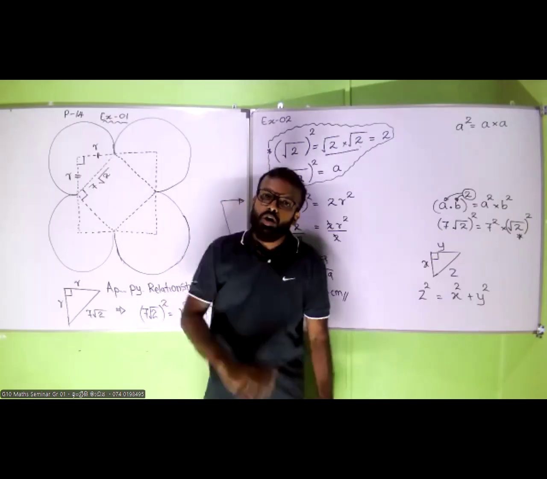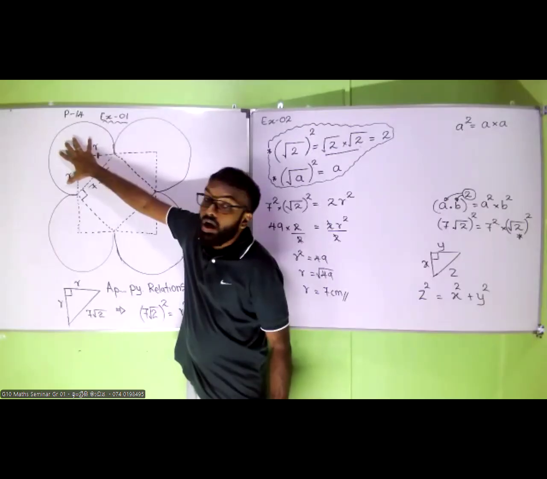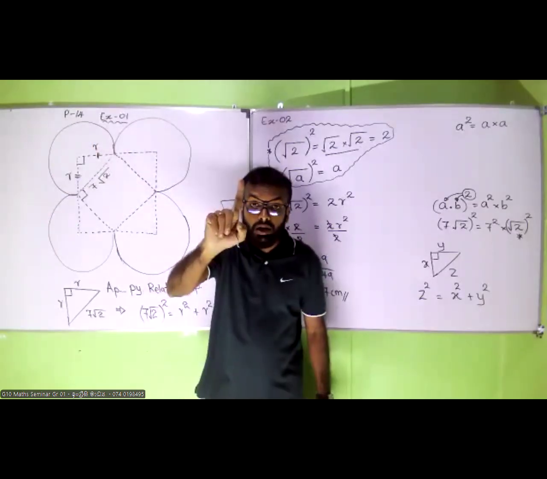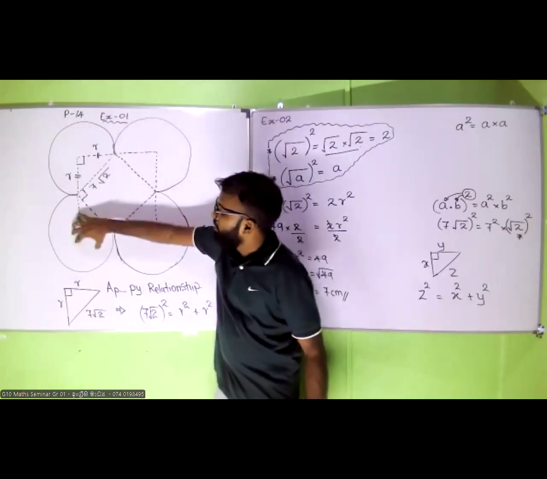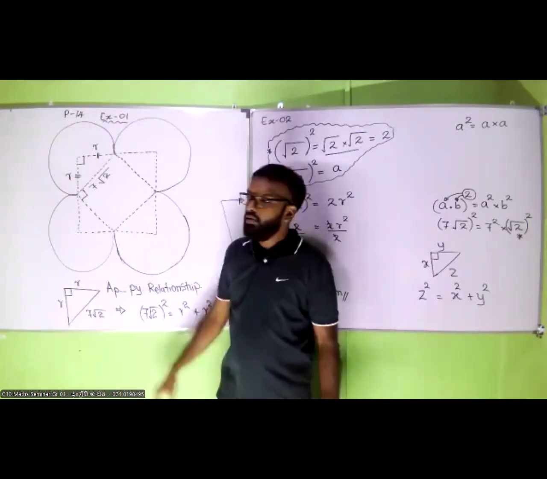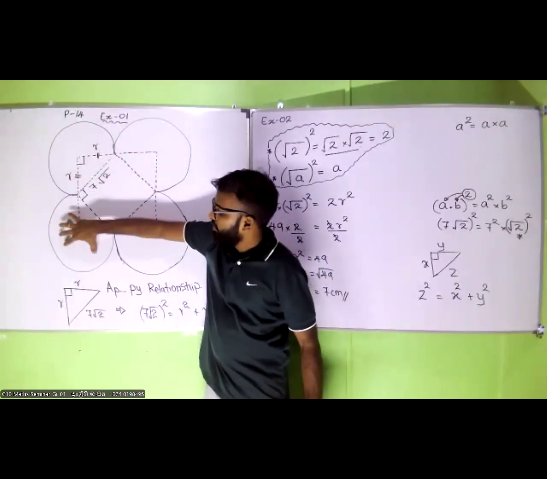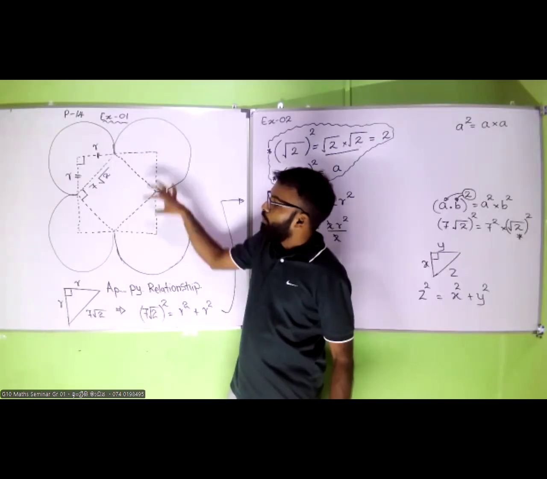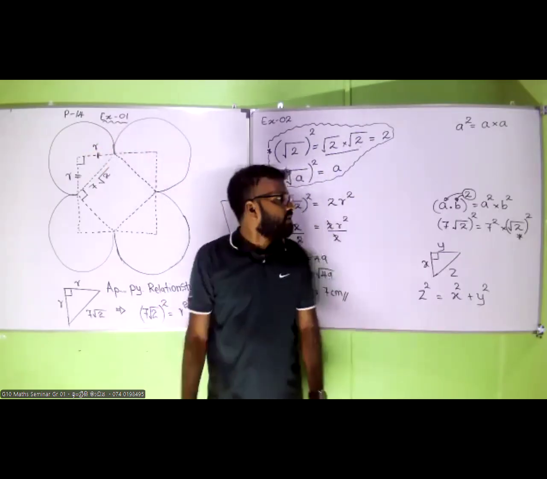So now what you have to do is find the arc length of one petal and find the total perimeter by multiplying it by 4. Very easy. So I will clear this part.